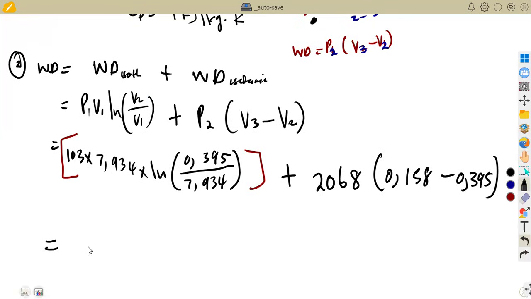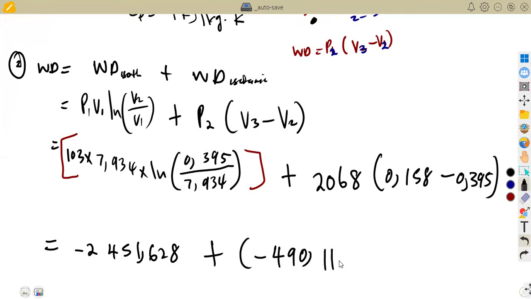So this was going to give us the total work, the total of it. So the first one, approximately negative 2,451,628, plus this was going to give us a negative also, negative 490,116. So the total work done combines everything. So that will be negative 2,941,0.744 kilojoules. That's it.